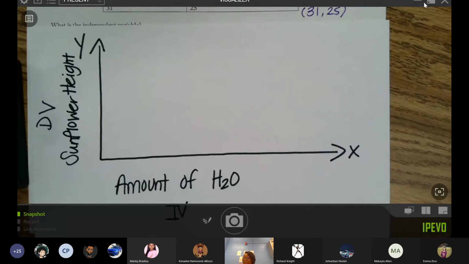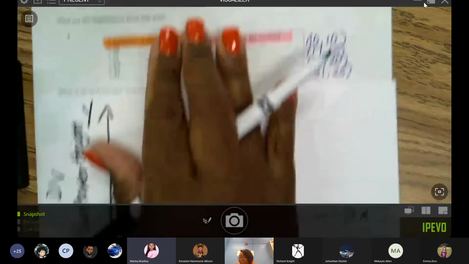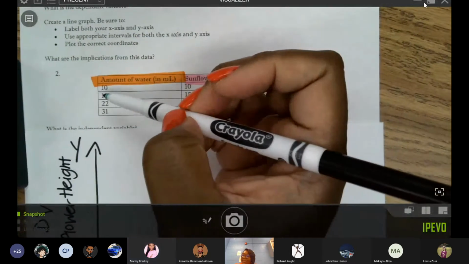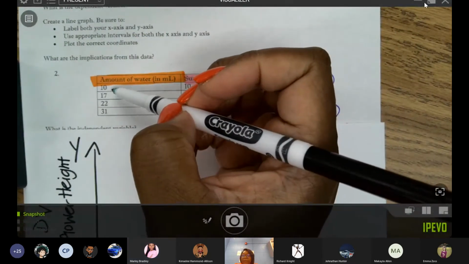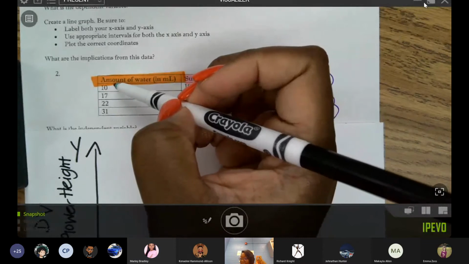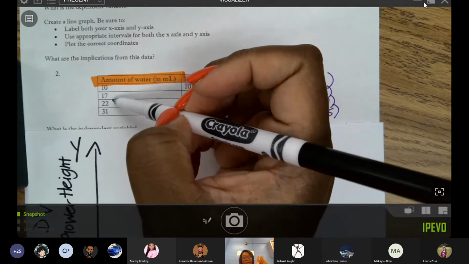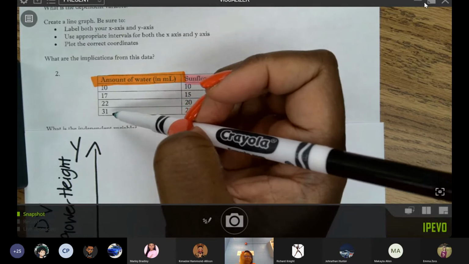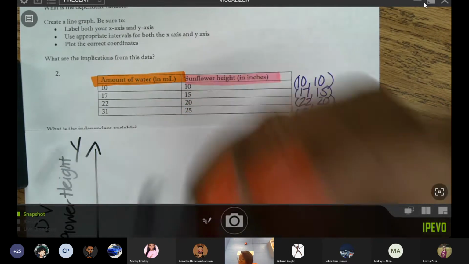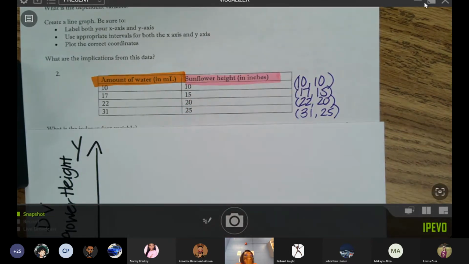Now, here's possibly the toughest part. What intervals or numbers should I put here? The wrong answer is 10. No, hold on, let me finish. I've not asked the question yet where you can answer. The wrong answer here is 10, 17, 22, 31. When we're putting intervals on a line graph, it's important that it has a set pattern. If I were to just put 10, 17, 22, 31, there's no pattern there. So take some time and think about it.